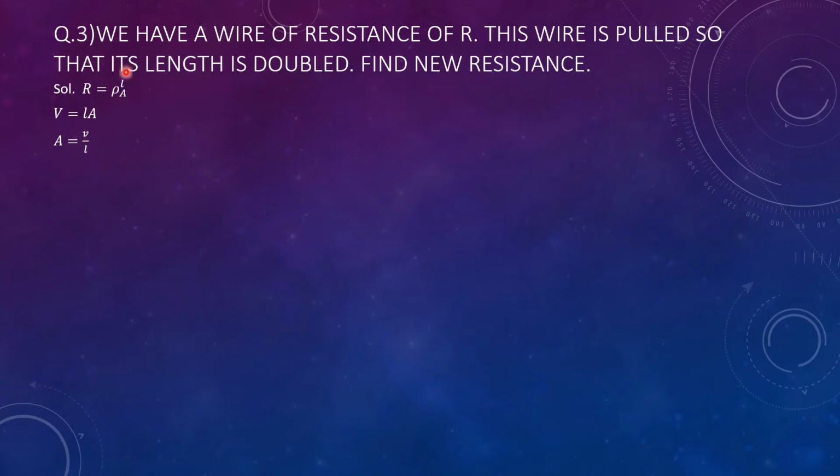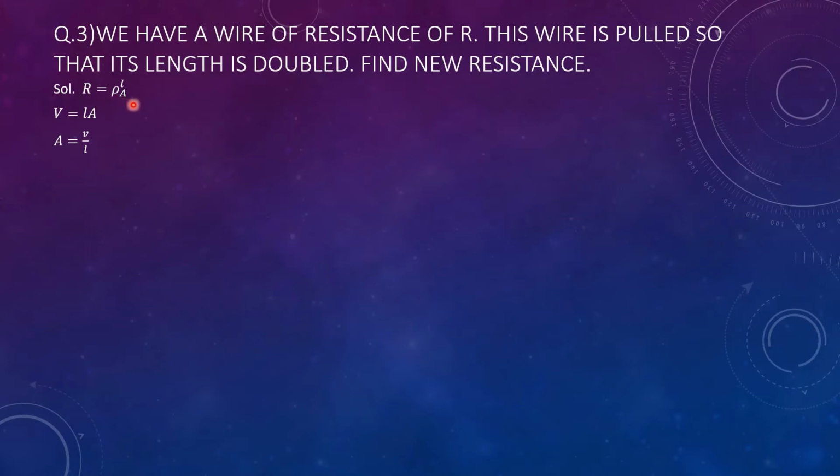Find the new resistance. We have a wire, a conductor whose resistance R is given. This wire is pulled, length increased. Length becomes how much? Double. If we consider any wire, whether it is 10 centimeter long or 5 centimeter long, when its length increases or decreases, if length increases then the area of cross section will decrease. But the volume in both cases will remain the same.